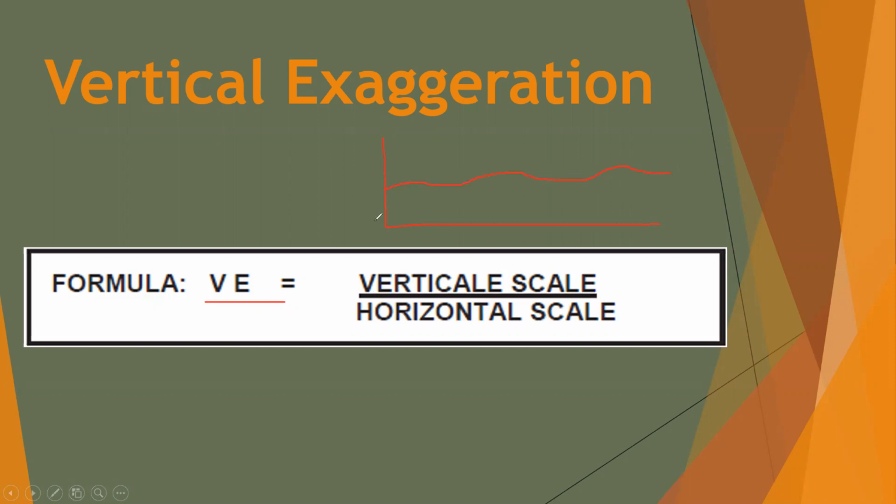So we want to exaggerate our vertical scale in order to better show our landscape features in our environment. So what we do, we exaggerate our vertical scale so that we can better show our height above sea level, and that will show you your different landscape features more accurately. But this is not really an accurate representation of your data. We want to know how many times has this vertical scale been exaggerated in order to show this landscape feature. So we work out your vertical exaggeration.